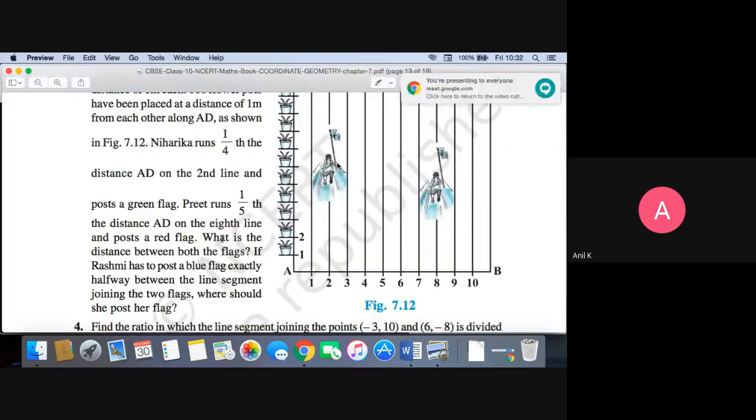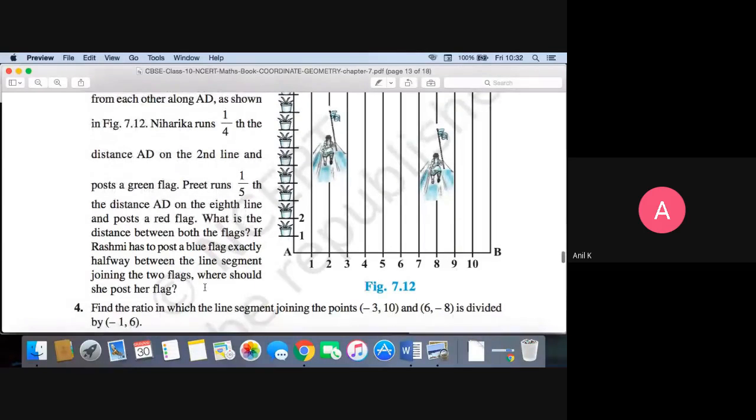Now what are the questions? What is the distance between both the flags? You have to find the distance between the points, so the distance formula. If Rashmi goes to post the blue flag exactly halfway between the line segment joining the two flags, where should she post her flag? One girl is here, the first girl, and the second girl is here. Now the third girl wants to post the flag exactly between these two girls. Exactly middle means the midpoint formula.